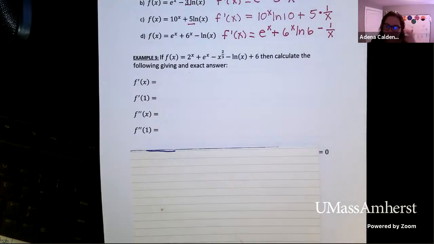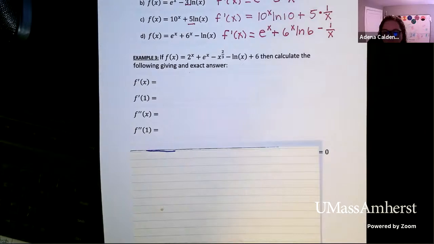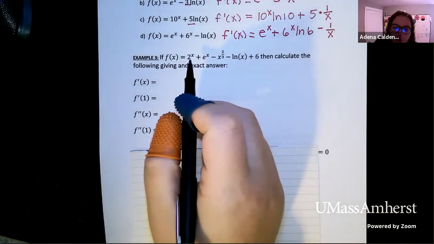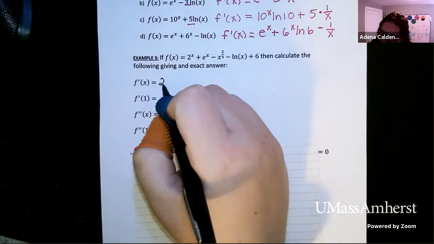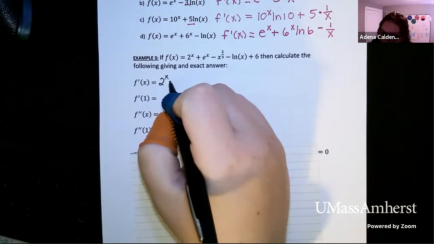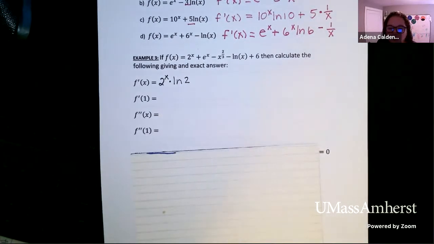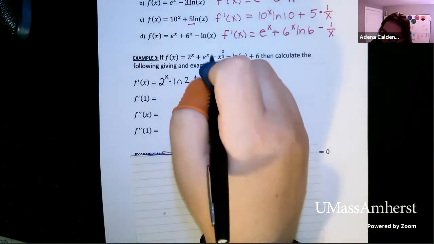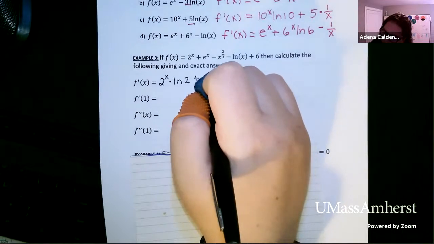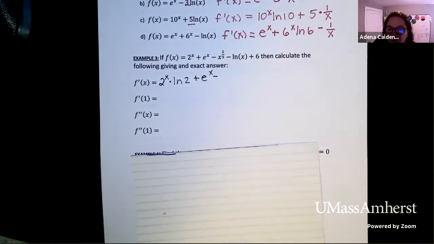All right, so let's go through this. So our first step here is to find the first derivative of this function. So we're going to go term by term. The first term is an exponential term. So I'm going to use my exponential formula. So 2 to the x times the natural log of the base. So I get 2 to the x times ln 2 plus, now the derivative of e to the x is e to the x minus, now I have x to the 2/3.